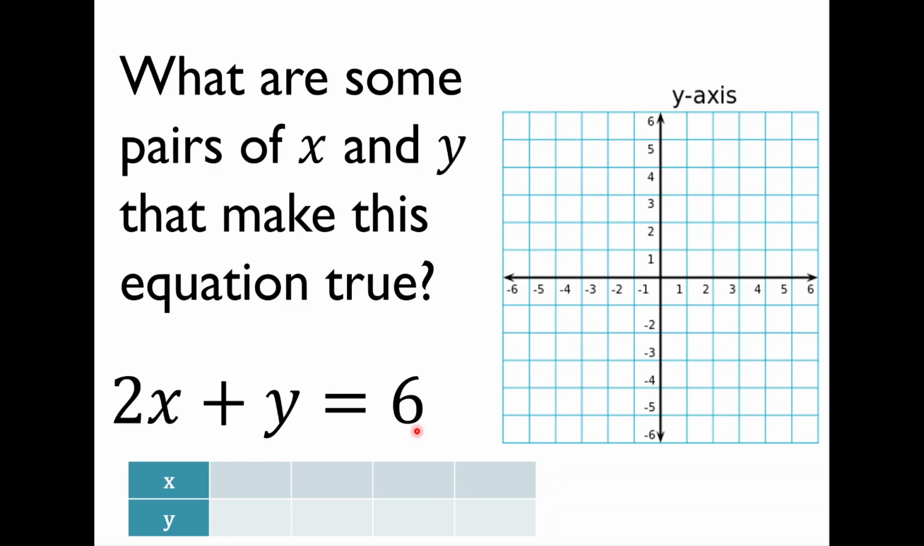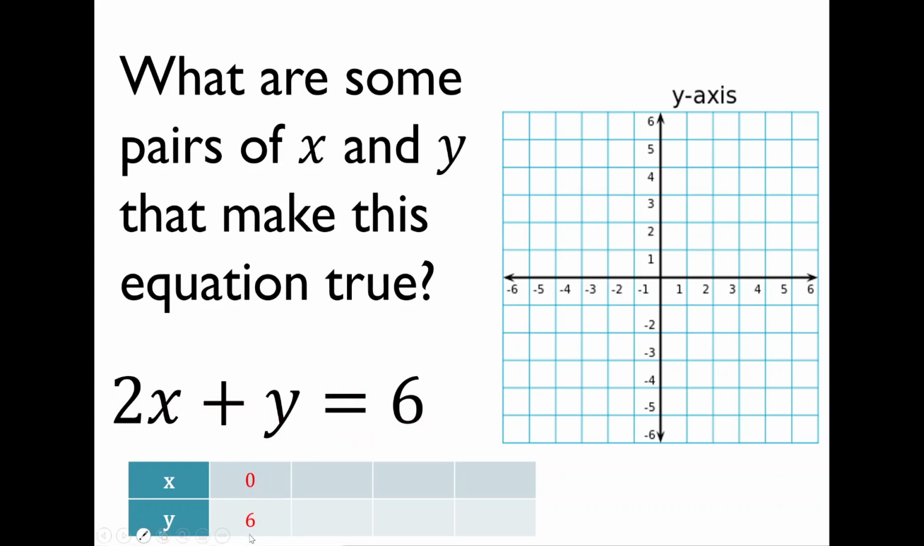Have you thought about it for a little bit? Maybe pause the video, have a deep think. I'll give you one and then I'll see if you can figure out some others. One of them is if x is 0, 2 times 0 plus 6 would equal 6.